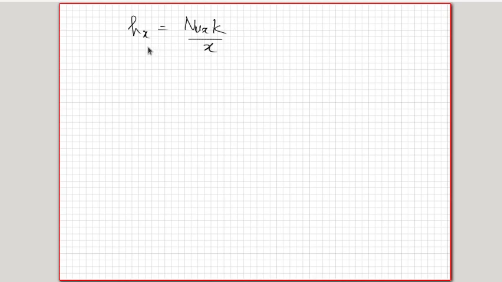Okay, and this is equal to whatever the Nu x expression is, that is k by x multiplied by some constant multiplied by Re x to the power of m, Pr to the power of n. So this is the way you write this.